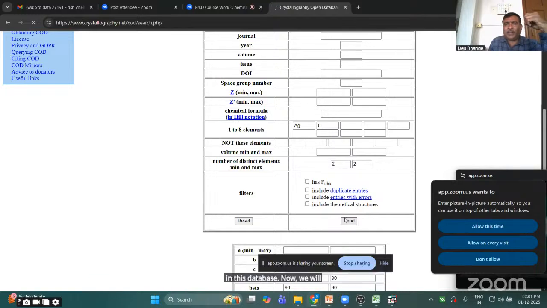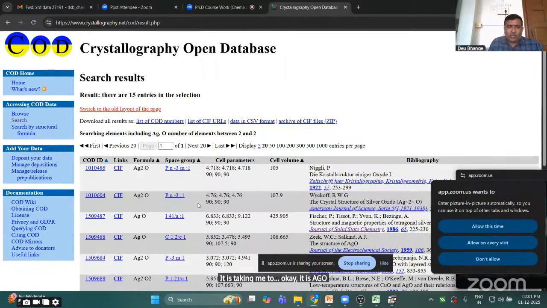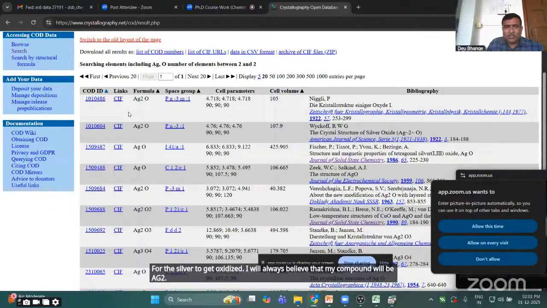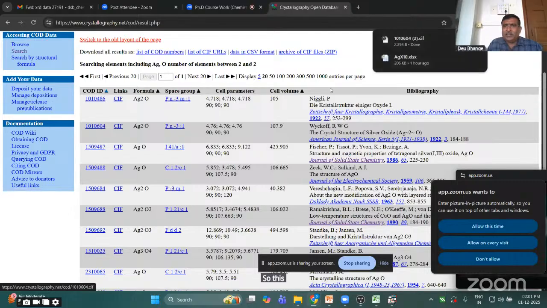Now we will see whether there is a database or not. Okay, it is AgO and Ag2O or Ag2O2, Ag2O3, Ag3O4. So you can see that. I hope that this is visible to you. This website is giving so many compounds of silver and oxygen. But if I know that it is Ag2O, if I know the experimental condition and my silver is only 1 plus and there is no chance for the silver to get oxidized, I will always believe that my compound will be Ag2O. So now what I will do is click on the CIF. This CIF file will be downloaded here.